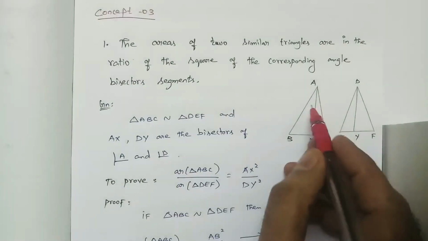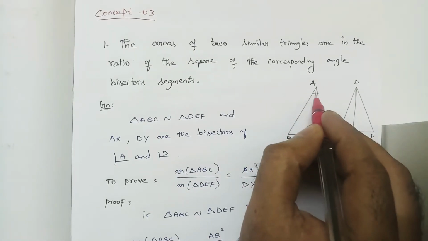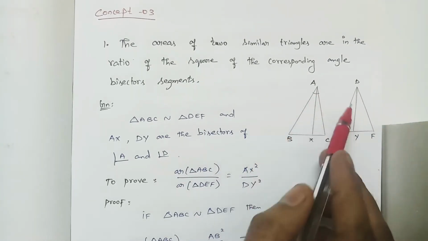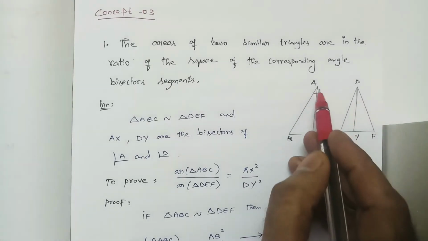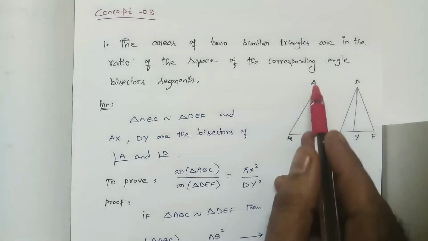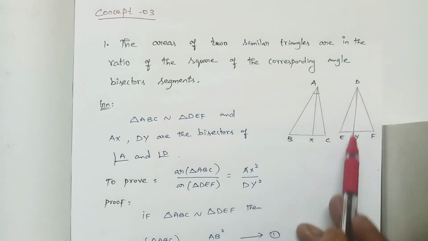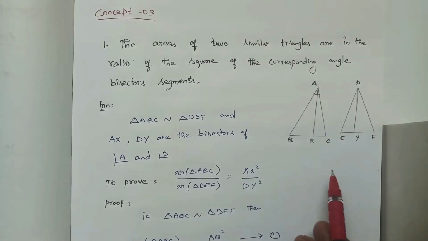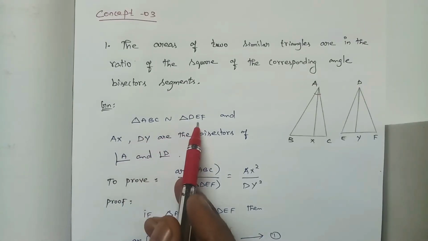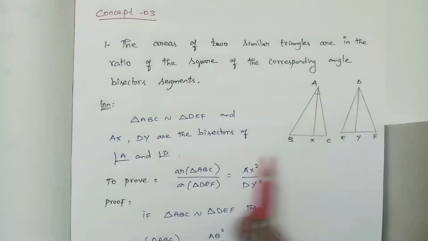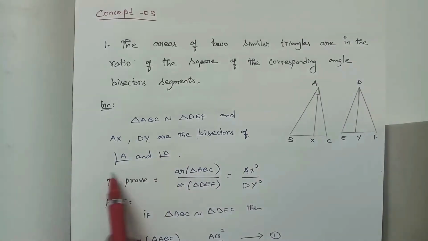And I am constructing an angle bisector segment. Angle bisector means angle A has been divided into two equal parts, right? Angle D is also divided into two equal angles, right? AX is the angle bisector segment and DY is the angle D bisector segment, right? So, given triangle ABC is similar to triangle DEF, and AX and DY are the bisectors of angle A and angle D.